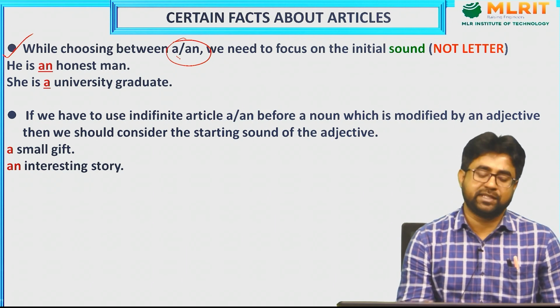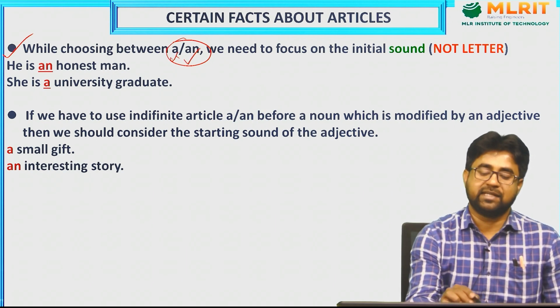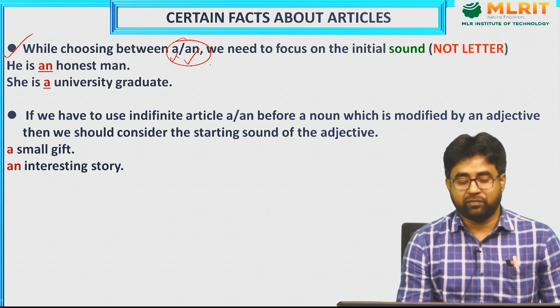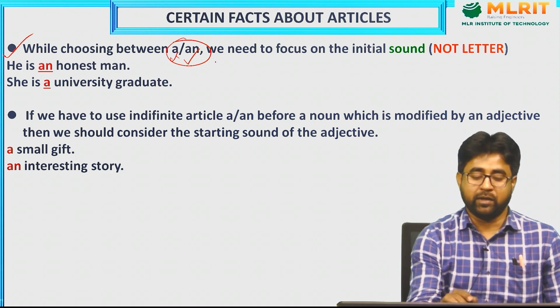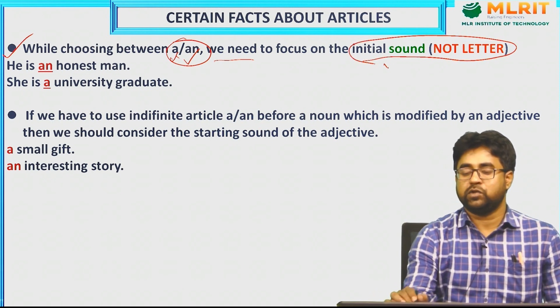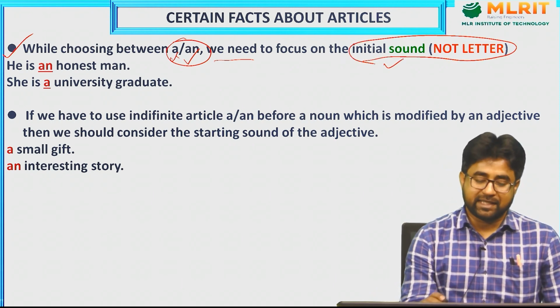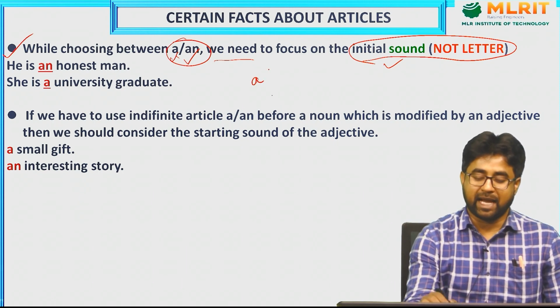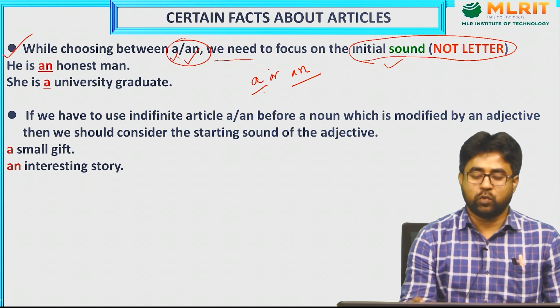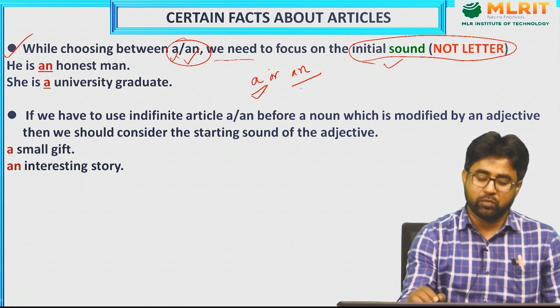In certain cases we are supposed to use "a", and in certain cases we are supposed to use "an". Now that's where the first fact comes. It's very important. We need to focus on the initial sound, not the letter. So, as I told, in certain cases we use "a" and in certain cases we use "an". So where do we use "a" and where do we use "an"?